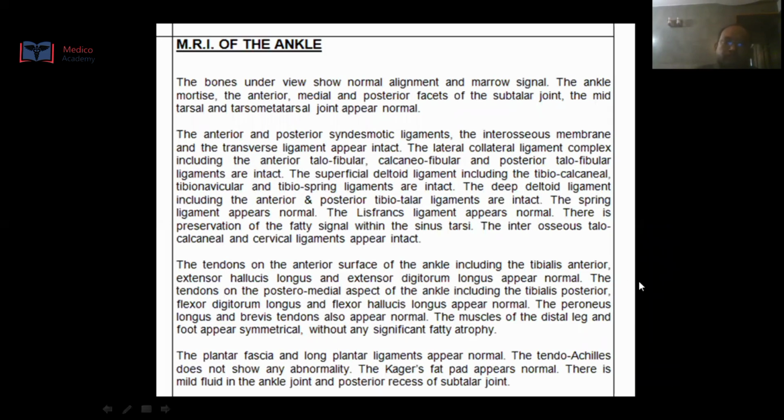Whenever we conclude with the MRI reporting, we should talk of the bones, we should talk of the different ligaments, which I already showed you. Then we should talk of the tendons, the plantar fascia and the Achilles tendon and the fat pad. So this completes the systematic assessment of MRI of the ankle, what we all need to see, how we need to perform.